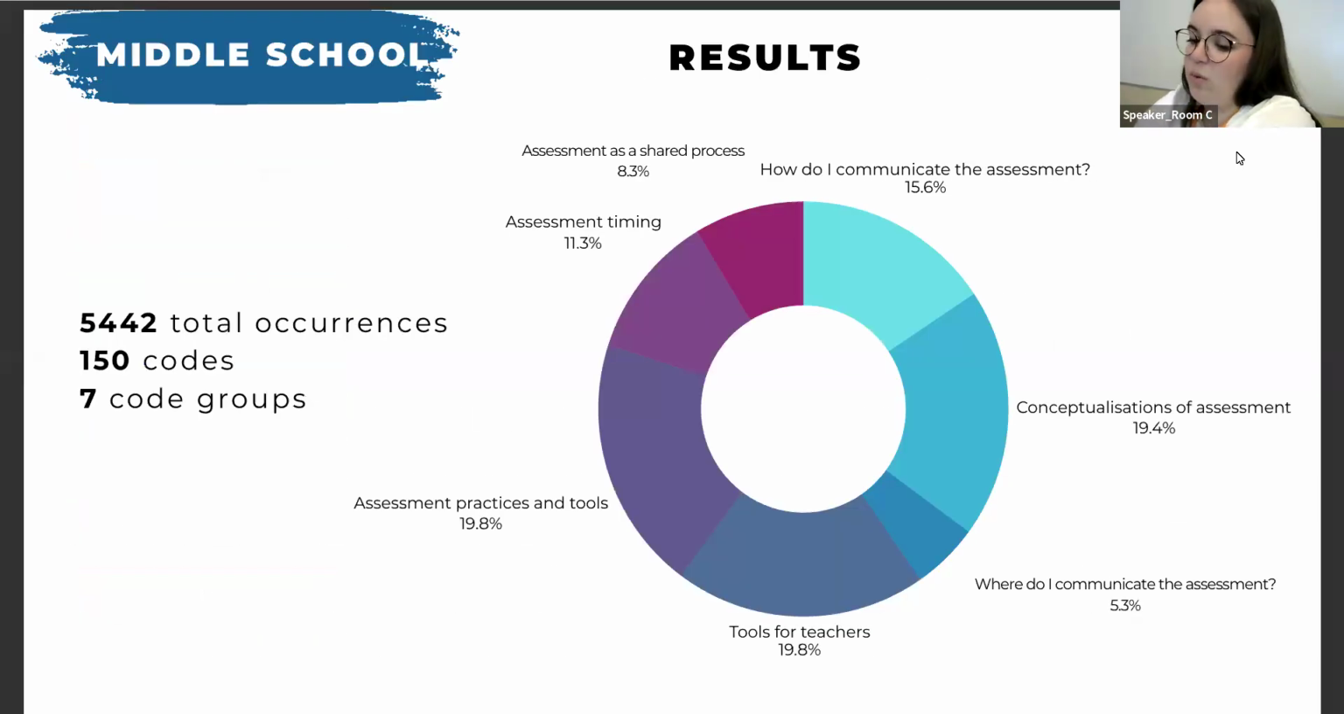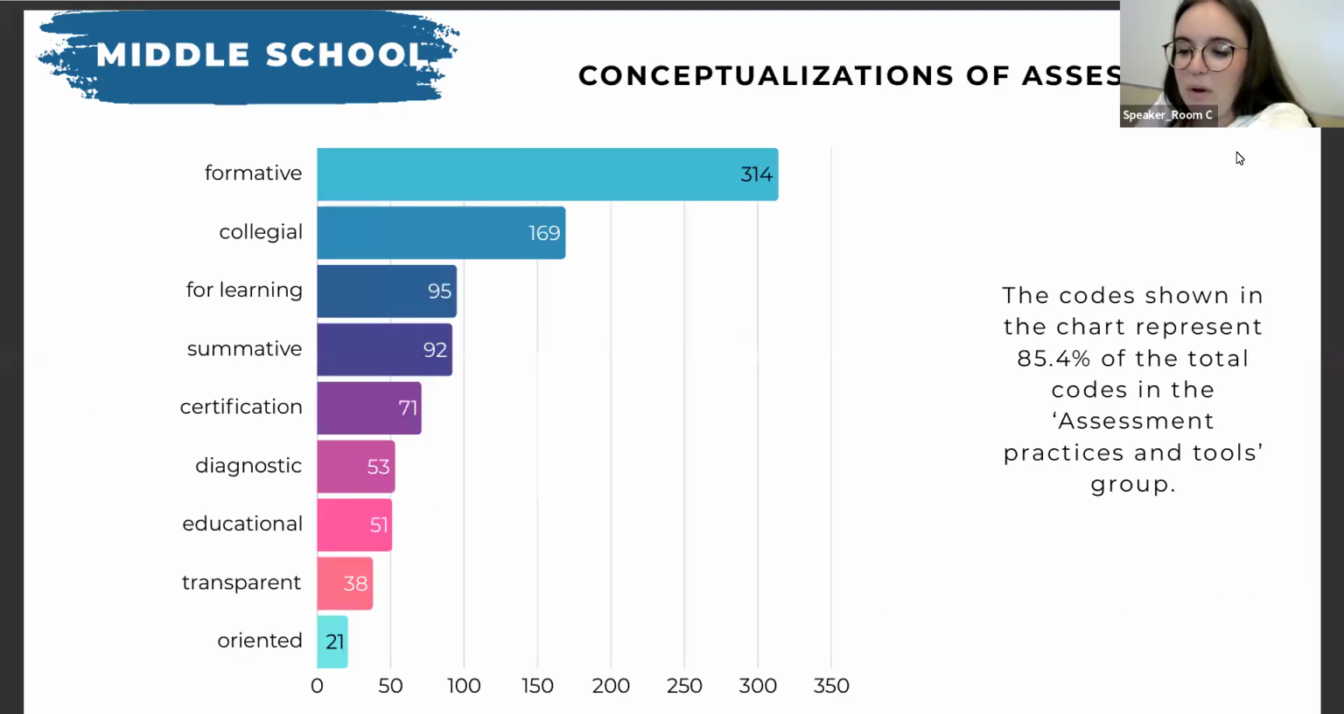So for the middle school, we have more than 5,000 total occurrences, divided in 150 codes and in 7 groups. And the main code group was the assessment practices and tools, followed by the conceptualization of assessment. About the conceptualization of assessment, we can say that the middle schools talk about formative assessment, but also collegial assessment.